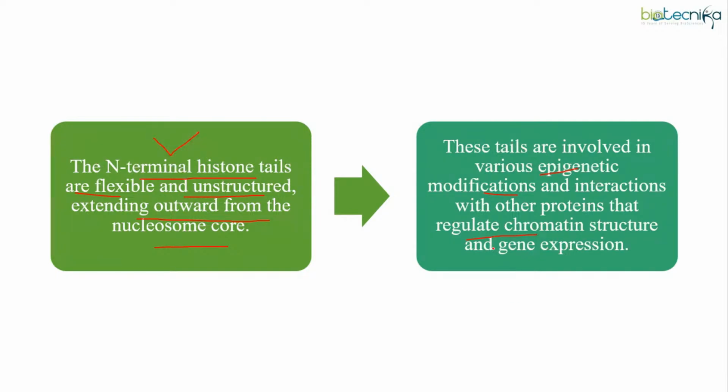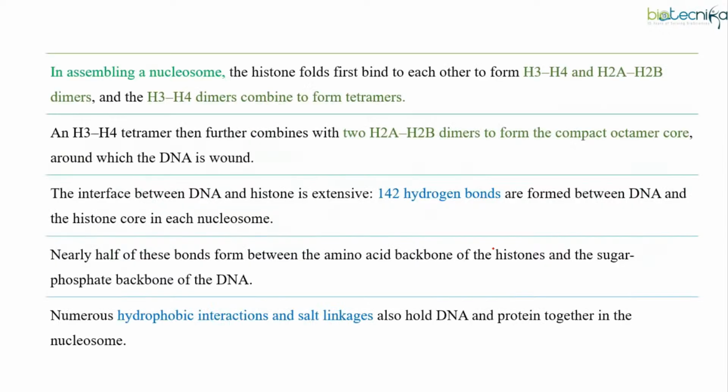I guess you all might be aware that we have acetylation, phosphorylation, those things going on. So where does it happen? Towards the N-terminal of the protein. So while assembling a nucleosome, remember the histone folds first bind to H3, H4 and H2A, H2B dimers, and H3, H4 dimers combine together forming a tetramer.